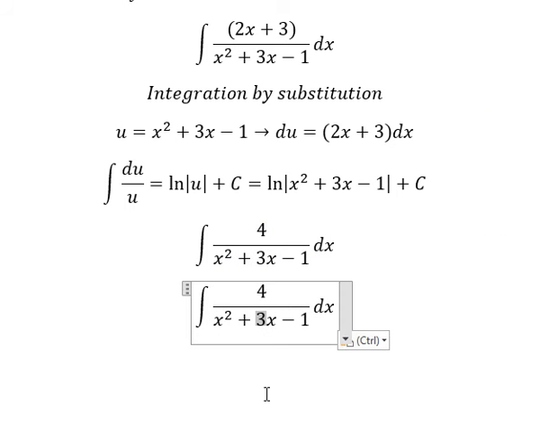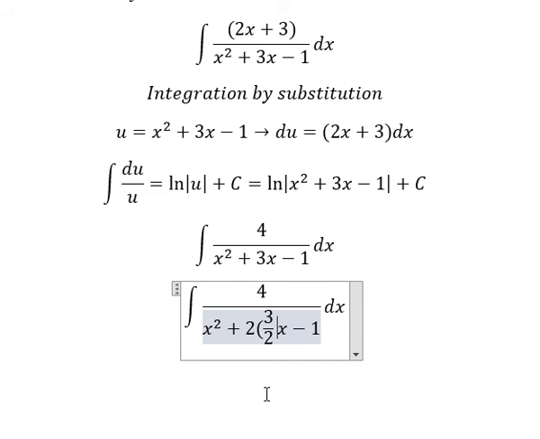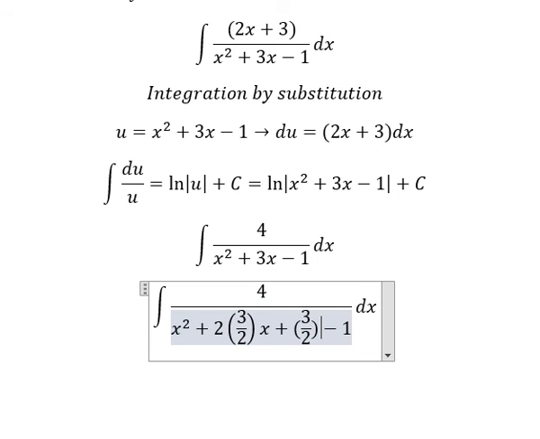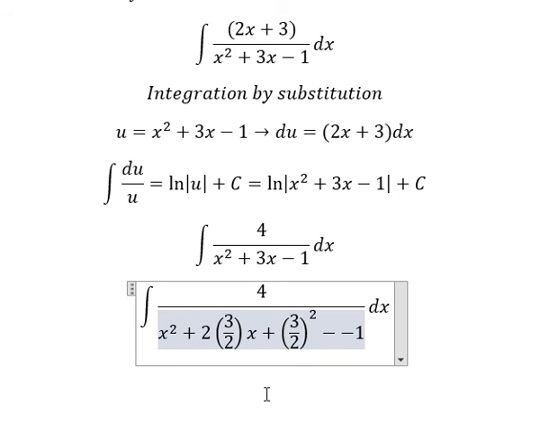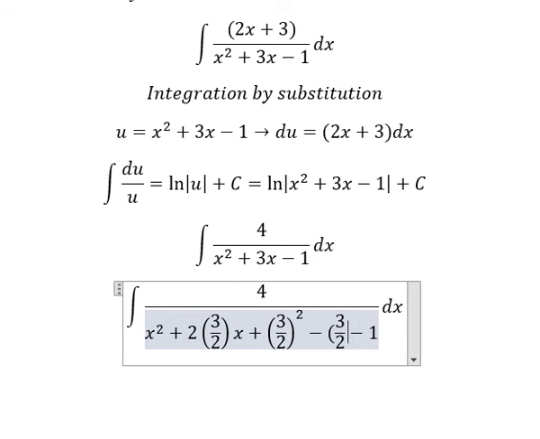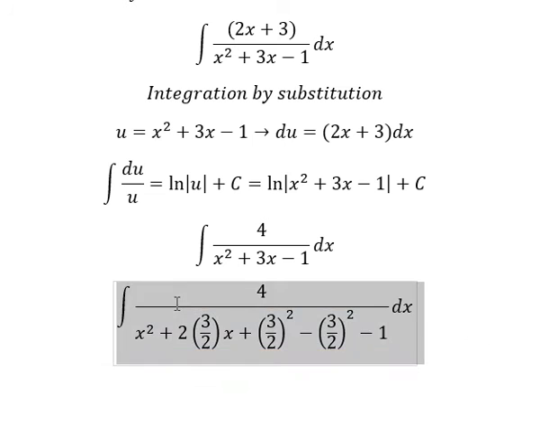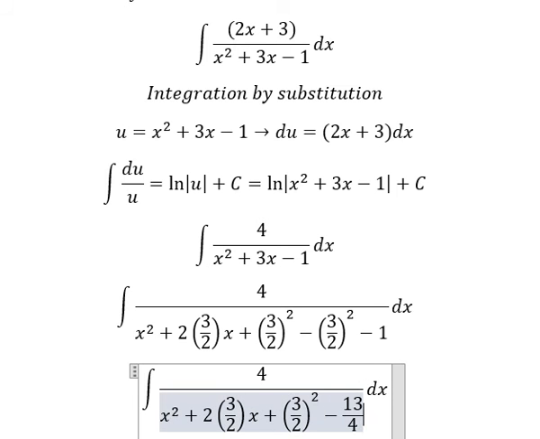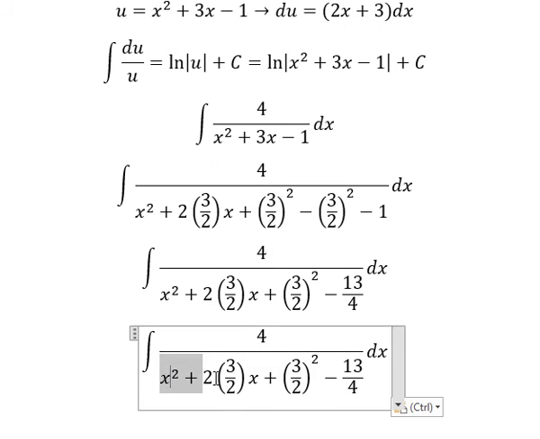So number 3 that is about number 2 multiplied by 3 over 2. So in this one we need to add 3 over 2 square. Later that we need to minus 3 over 2 square. So we calculate this one and we have 13 over number 4. So this one that is about identities.